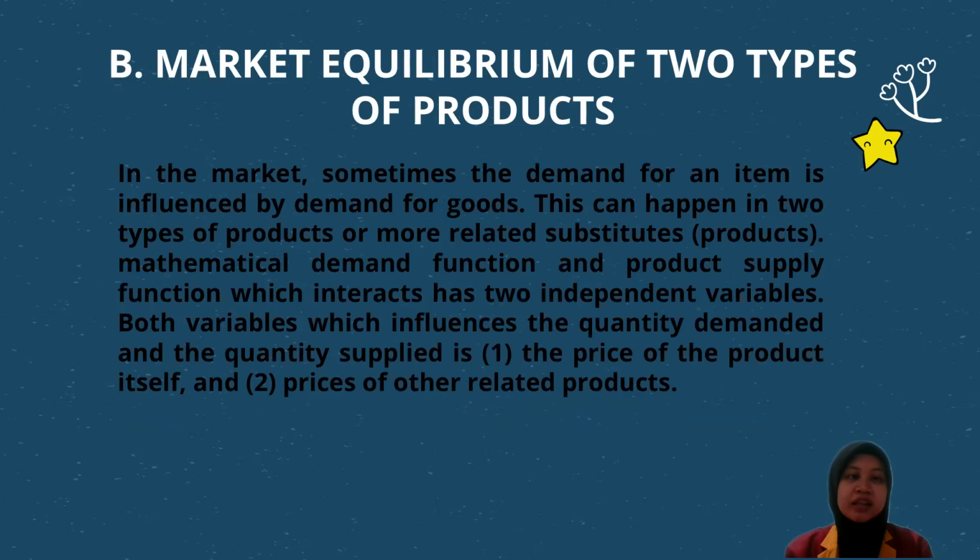Next, B. Market equilibrium of two types of products. In the market, sometimes the demand for an item is influenced by the demand for other goods. This can happen in two or more related products, such as substitution or complementary products. The mathematical demand function and supply function of products which interact have two independent variables. Both variables which influence the quantity demanded and the quantity supplied are, number one, the price of the product itself, and number two, the price of other related products.